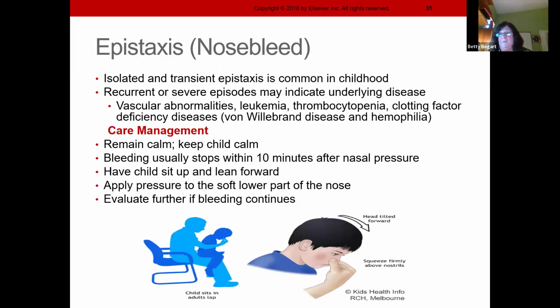Epistaxis sometimes is what brings these children in with ITP also, or von Willebrand's, or even hemophilia. Now, it could be leukemia. Leukemia, you're going to see low white counts, but low platelets and low blood counts too. So these are things we'll be looking for. CBC.